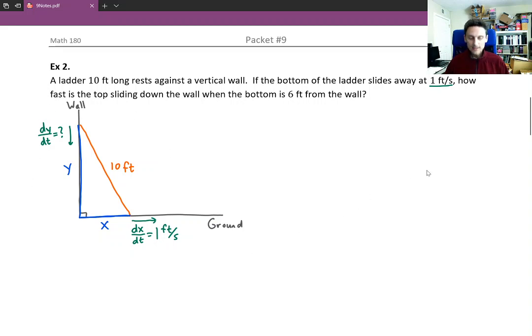All right, so there's a picture of what is going on. Now, to get an equation that relates dx dt and dy dt, we're first going to need an equation that relates x and y. And thankfully, we've got this great right triangle set up here, so we can use the Pythagorean Theorem to get an equation that relates x and y. We can write x squared plus y squared equals 10 squared.